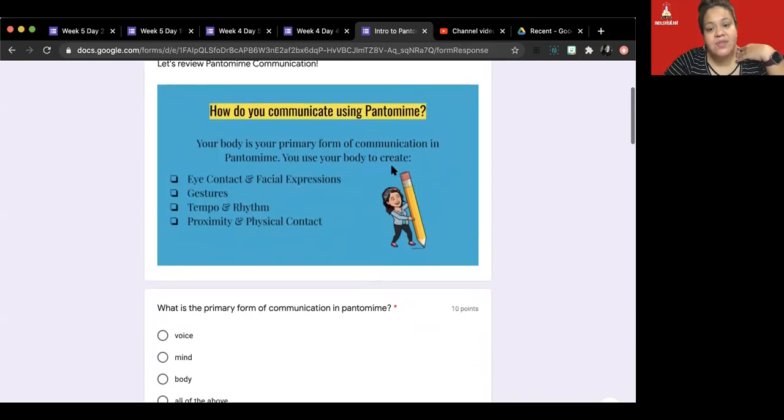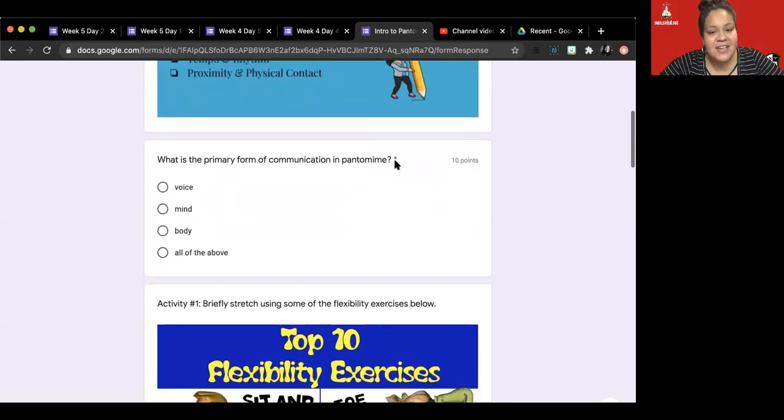To review from our day one of pantomime, remember that when we are trying to communicate or tell a story using pantomime, your physical body and your movements are your primary forms of communication. You use your body to tell a story by using it to create eye contact, facial expressions and gestures, which we talked about yesterday. Today we are going to practice using tempo and rhythm, and then proximity and physical contact. So again, you have your info check question. What is the primary form of communication in pantomime? Is it your voice, your mind, your body, or all three? Which is the best answer?